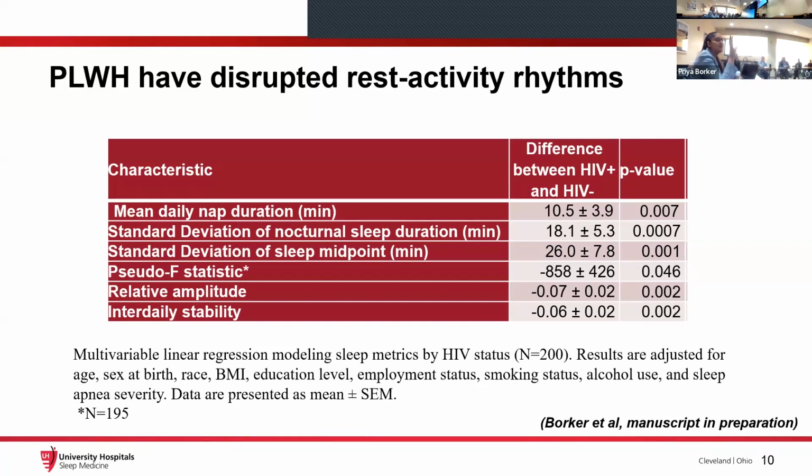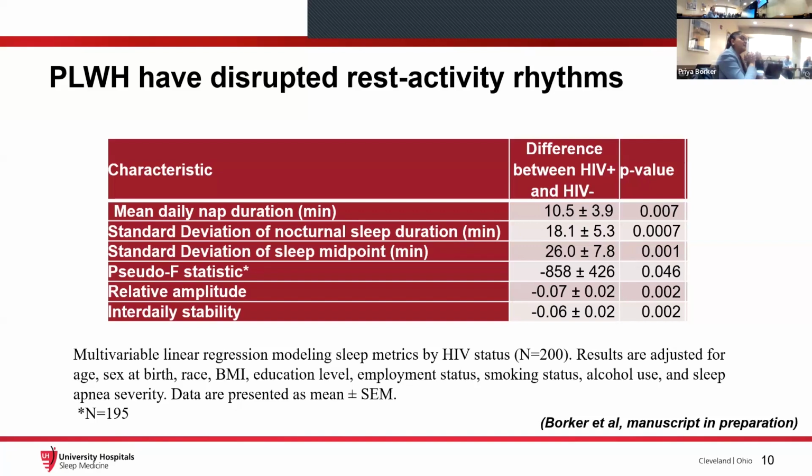So I do have the absolute measures in my manuscript, but here I just wanted to highlight the differences between the two. Interestingly, in this study, we didn't see differences in the mean nightly sleep duration or the 24-hour sleep duration, but we did see a significant difference in the mean daily nap duration. The frequency of naps was similar between the two groups, but people living with HIV tended to have longer naps on average compared to those without.